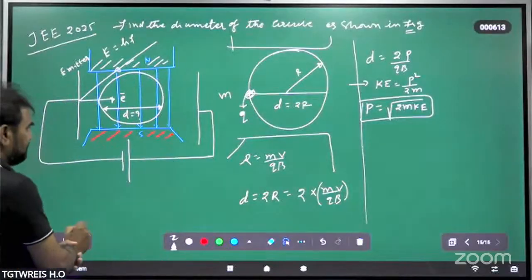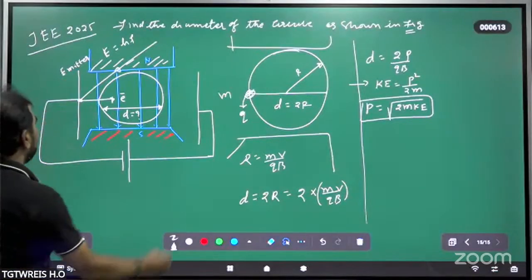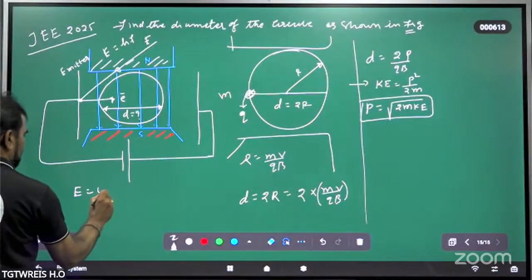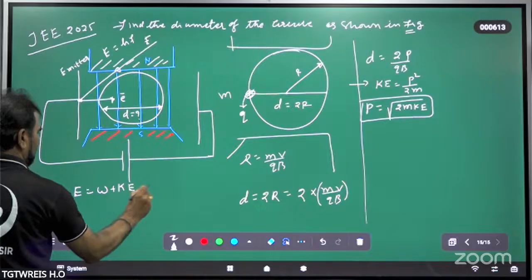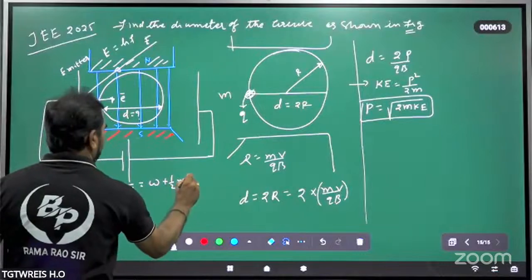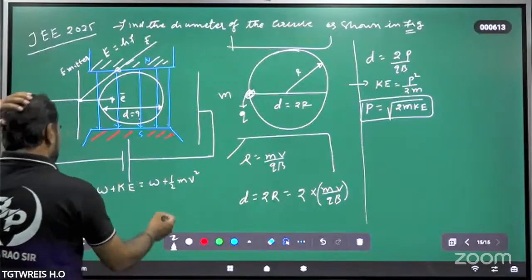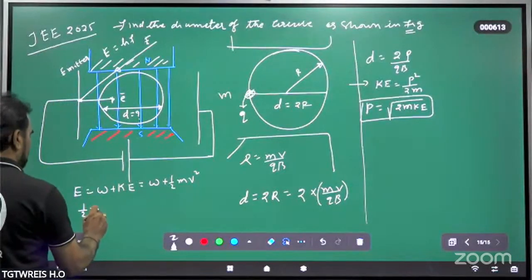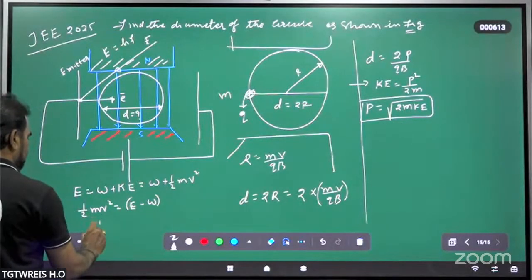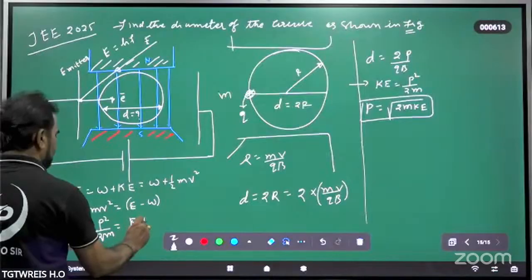Here, see, when the photon is incident on this metal surface, the energy can be utilized in two ways. First, E is equal to W plus KE, that is, E equals W plus half m v square. So half m v square is equal to E minus W, that is, P square upon 2m is equal to E minus W.